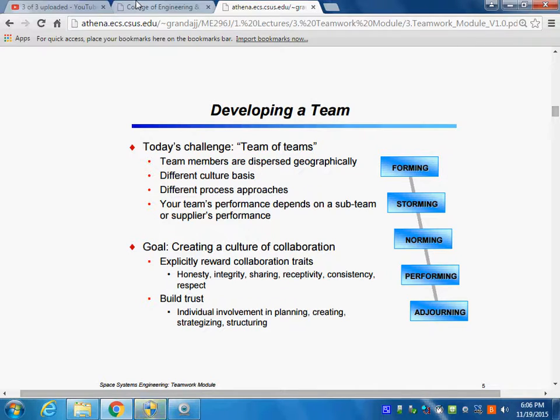You see what it says: explicitly reward collaboration traits. Say something positive to people. And even in times of difficulties, be professional about complaining about something. Make the other person think that, yeah, you are uncomfortable, but seek solutions. I think I must give credit to the Swiss.